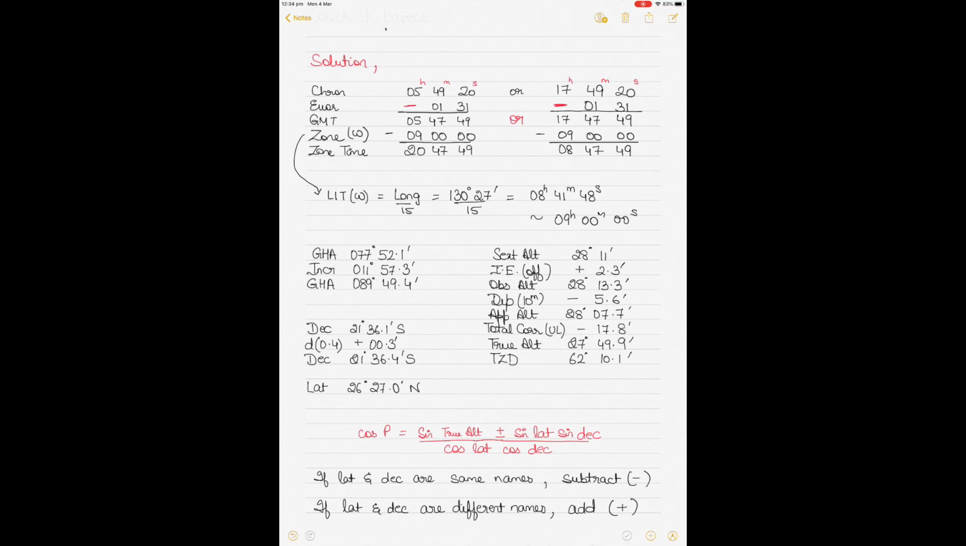Now how do you get your zone? I've shown you in the question here that you get your zone based on your longitude in time, or LIT. The DR longitude given is west, which is 130 degrees 27 minutes west. So you take your longitude divided by 15, as I've shown you here, to calculate your LIT. When you divide longitude by 15, you get 8 hours 41 minutes 48 seconds. To get your zone, you round it off, and because this is closer to 9, you round it off to the next hour, which is 9 hours.